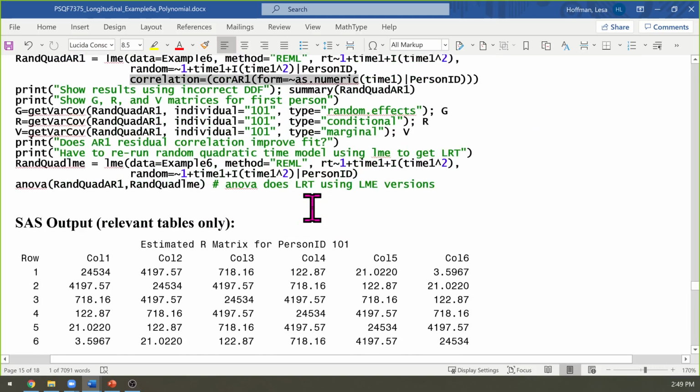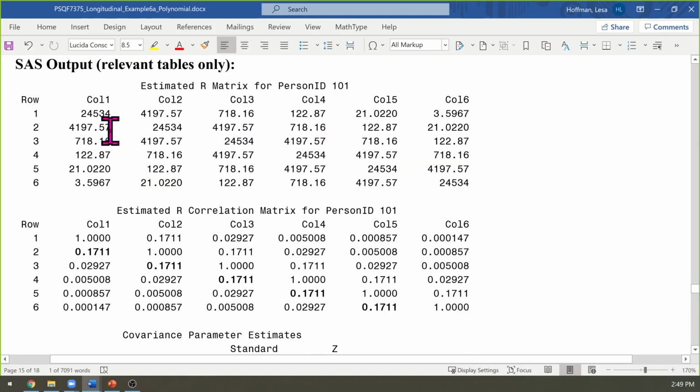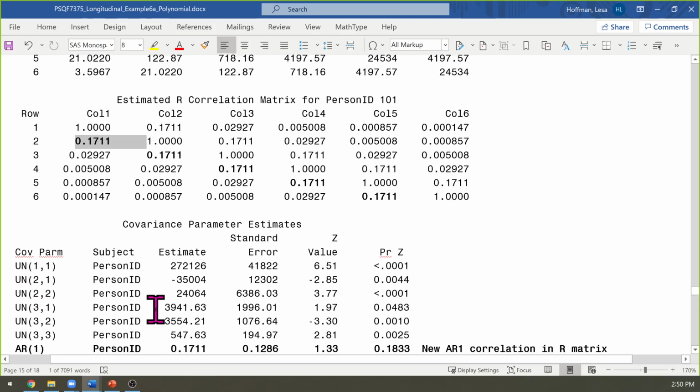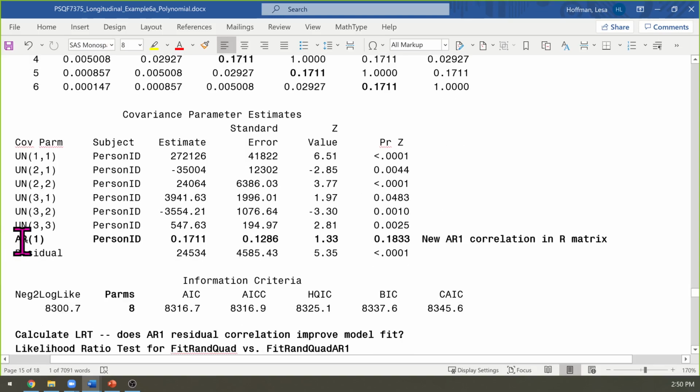Here is the corresponding R matrix that I was given. R core gives me the R autocorrelation specifically. So the new model says that the residuals for adjacent occasions are correlated 0.17. I can find that entry right here.